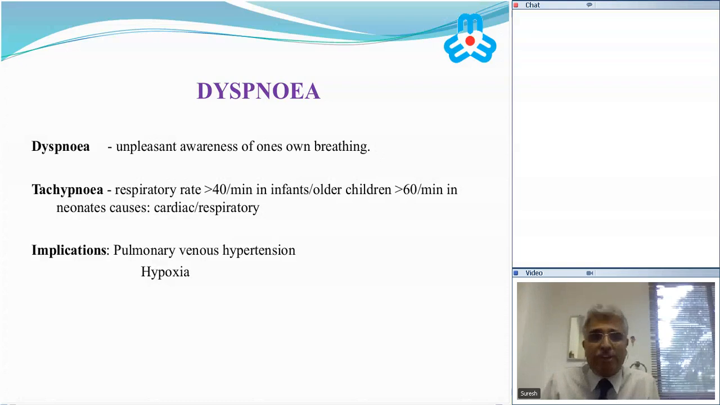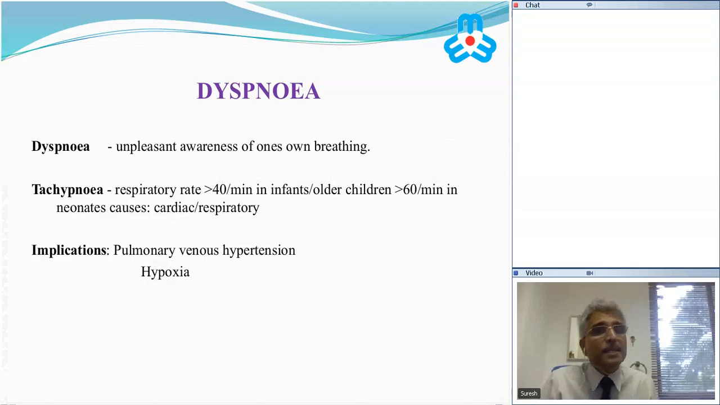In an infant or a neonate, it is different. In an older infant and older child, a sustained respiratory rate more than 40 per minute is tachypnea. The rate should be more than 60 if it's in neonates. Please remember, neonates normally tend to breathe fast for short periods and then slow down. That is their normal breathing. When you say that they are tachypneic, what you mean is that there is a sustained respiratory rate.